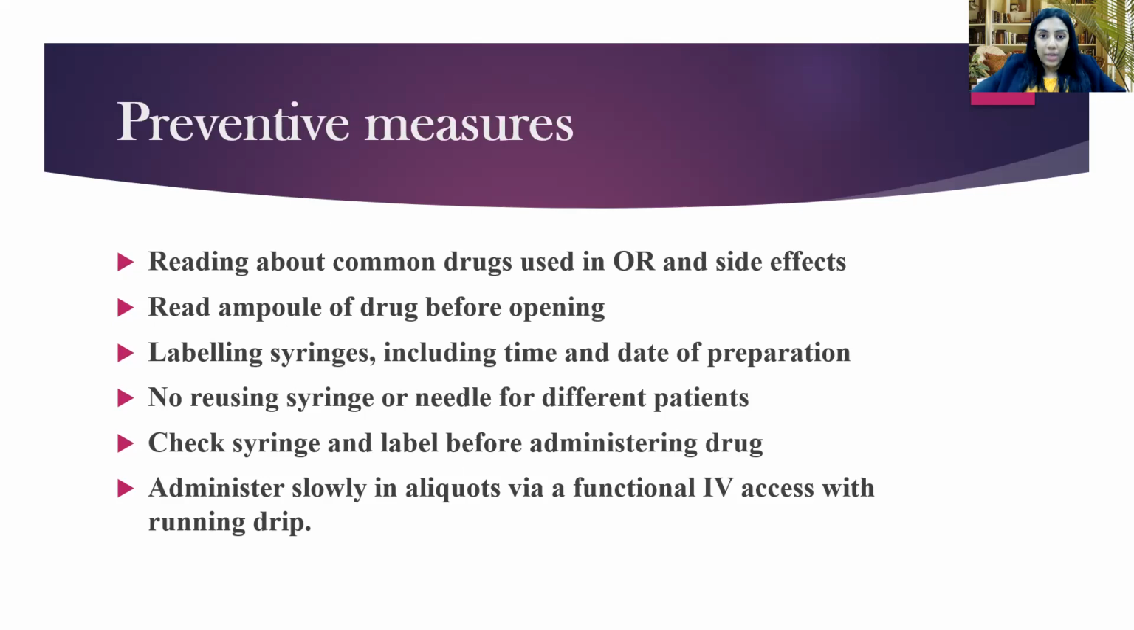So how do we prevent drug errors? You need to read up on all the drugs that you use in the OT and the side effects. Read the ampule of the drug before you open the ampule. Label your syringes, including the time and date of preparation, and do not reuse your syringe and needle for different patients. Before you administer the drug, please check your syringe and labeling, and administer your drug slowly in aliquots via a functional IV access and a running drip.